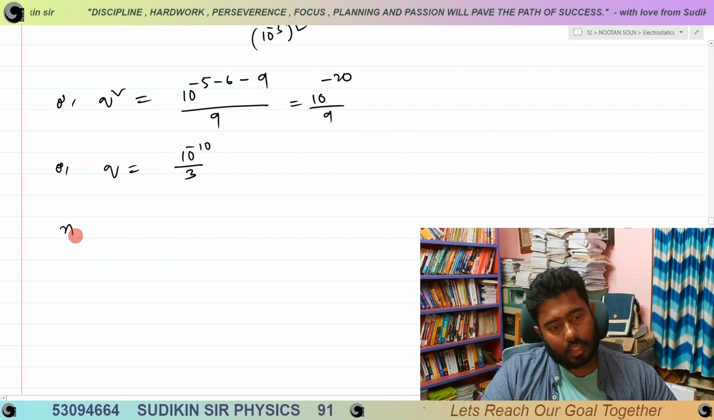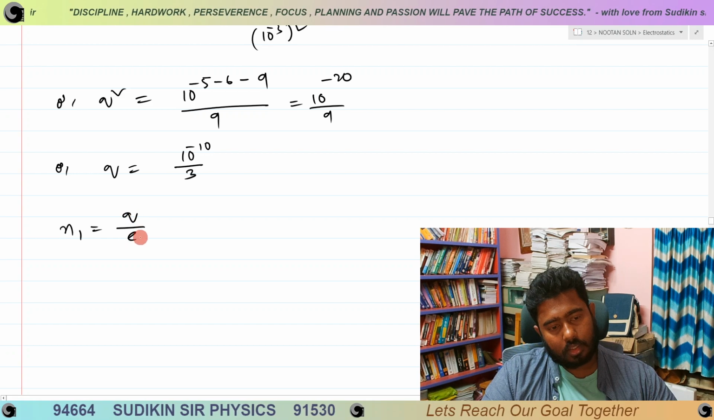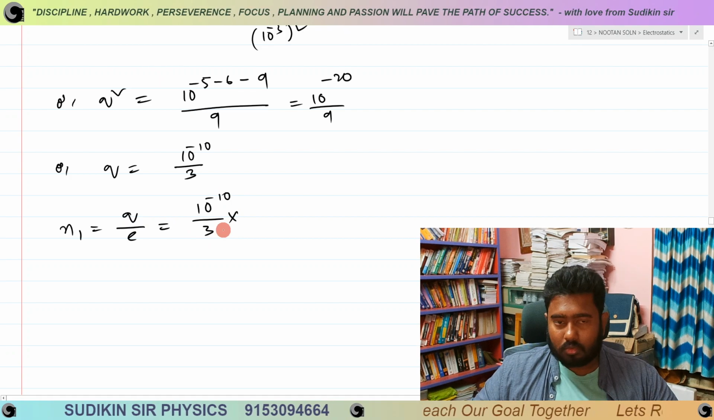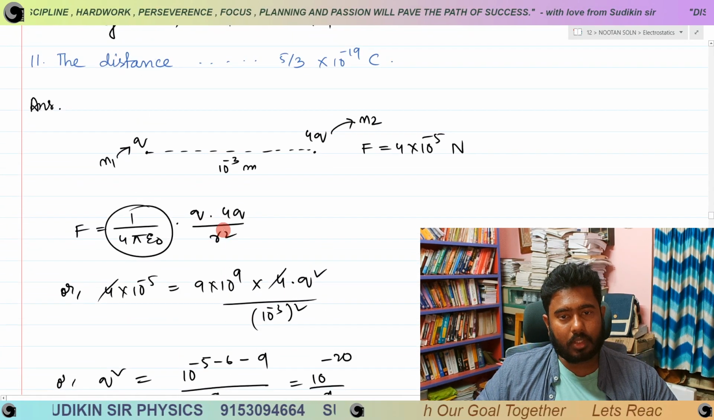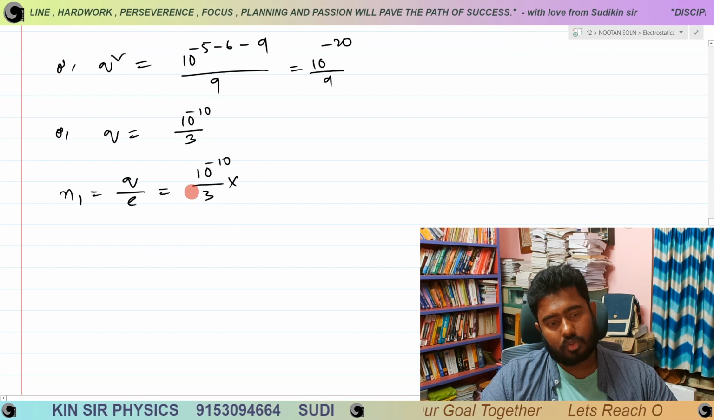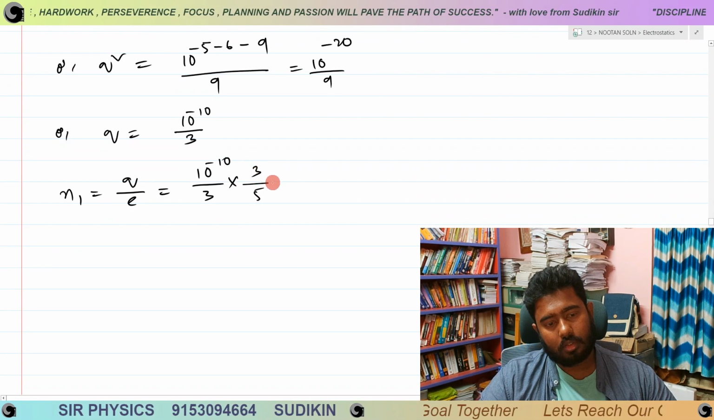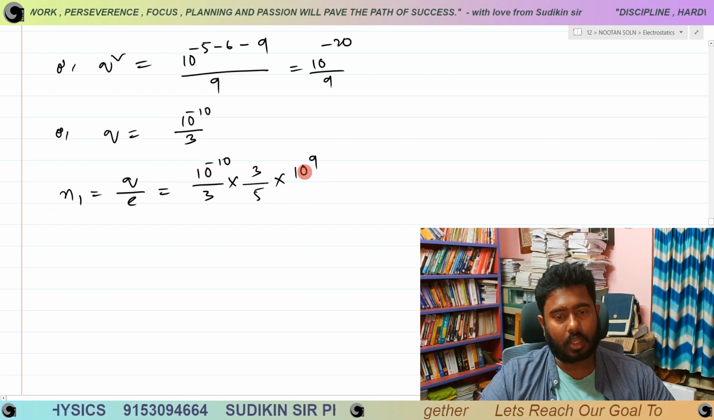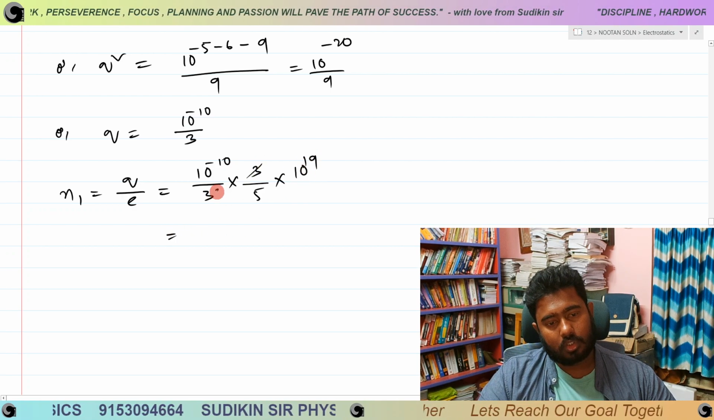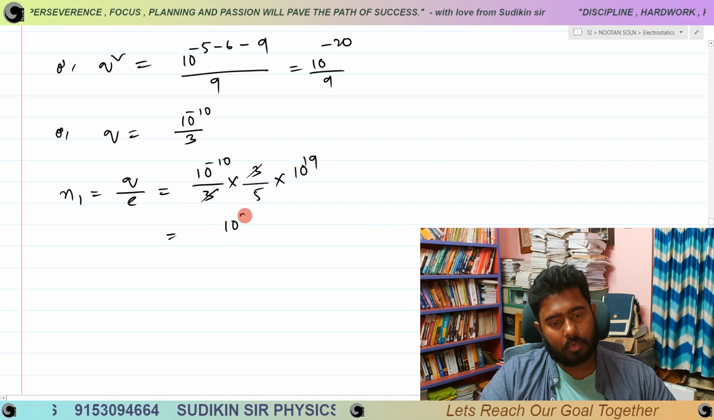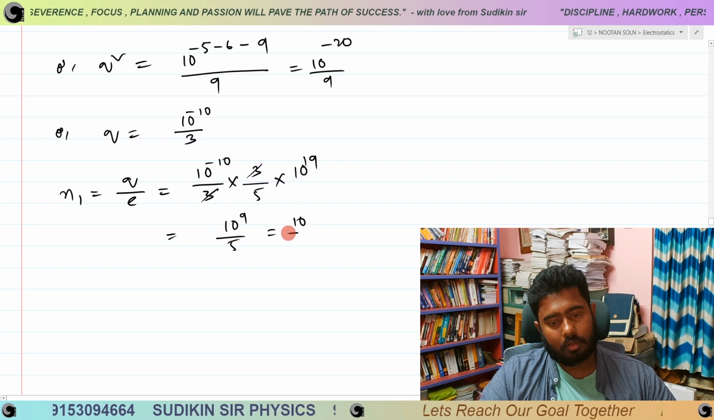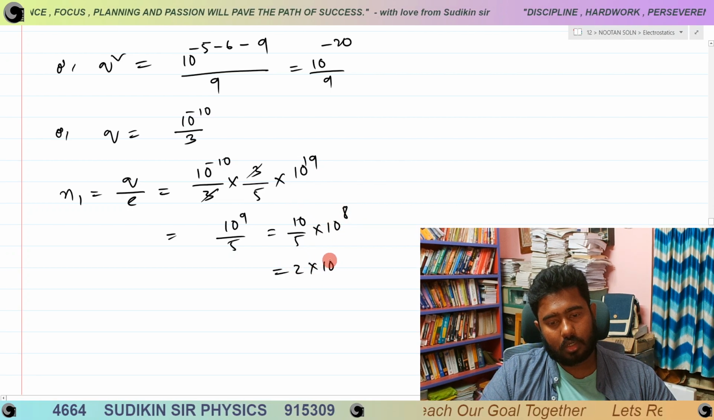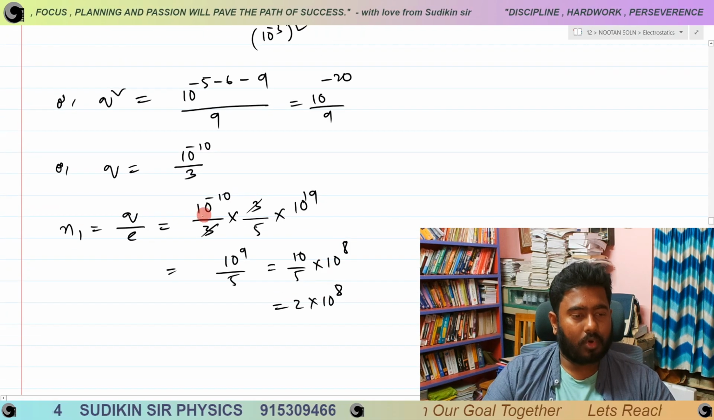Now we know n1 equals q by e, that is 10 to the power minus 10 by 3, and the value of e is given as 5 by 3 into 10 to the power minus 19 coulomb. So we put 5 by 3 into 10 to the power minus 19, so it will become 10 to the power 19. Now this will cut away, that will be 10 to the power 9 by 5, or 10 by 5 into 10 to the power 8, that will be 2 into 10 to the power 8 electrons. So we have found out n1.